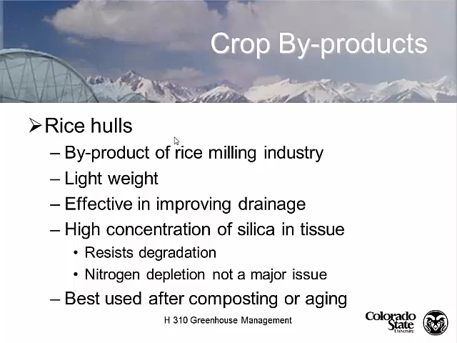It's not a major issue of nitrogen depletion. Most people are using it, aging it as much as composting it. Rice hulls is a great product. We're even starting to see some coming out of the Arkansas potting soil manufacturing plants where they're blending composted bark, chicken manure, and rice hulls. Now they're starting to manufacture pots out of rice hulls.